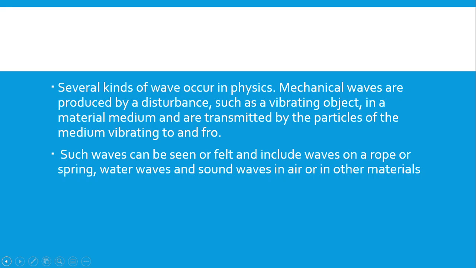Mechanical waves are produced by a disturbance, such as a vibrating object in a material medium, and are transmitted by particles of the medium vibrating to and fro. Such waves can be seen or felt and include waves on a rope or spring. Water waves and sound waves are also examples of waves. These water waves and sound waves in air can also propagate in other materials, but we'll be mostly studying their propagation in air.